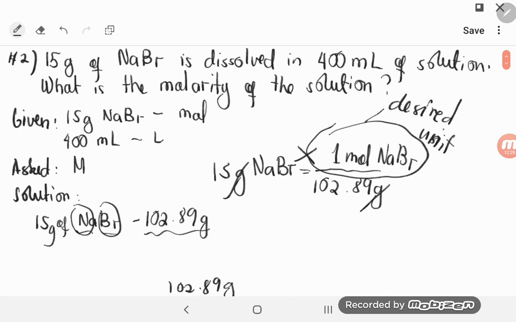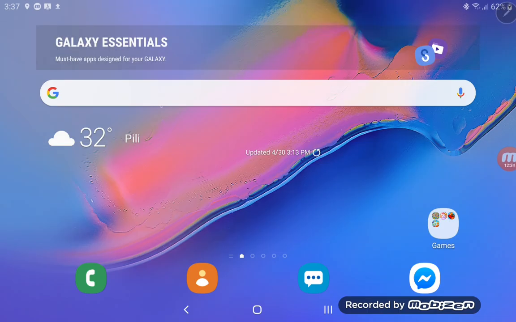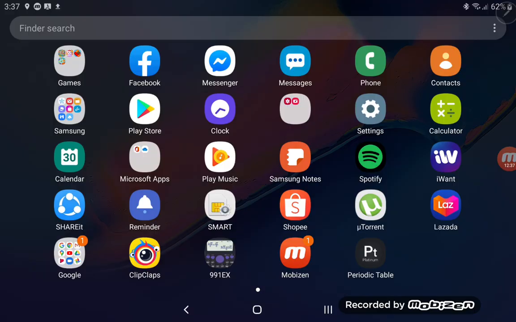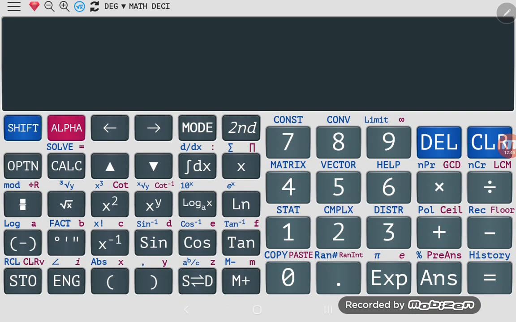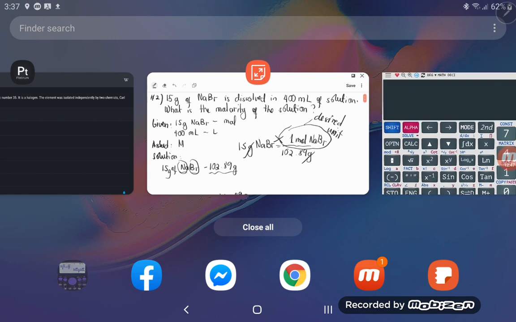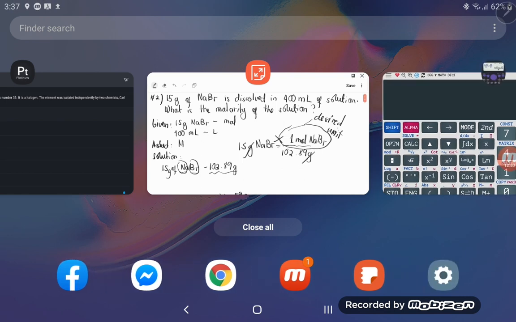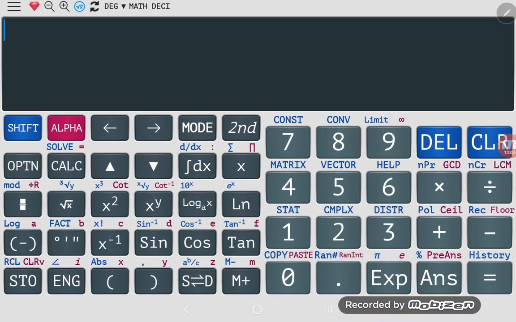102.89. Now, if you find it very hard to calculate this one, well, we can just use our calculator. Where is the calculator? Okay, here's the calculator. Let's use the calculator to solve for it. Okay, so let me go back. I forgot we have 15 grams divided by 102.89. So we have 15 times 1 is obviously 15.